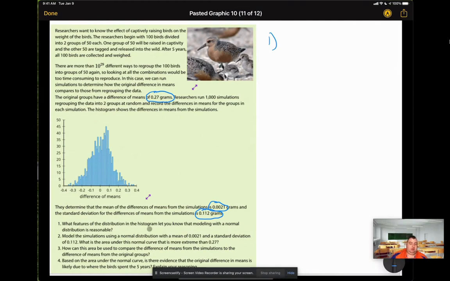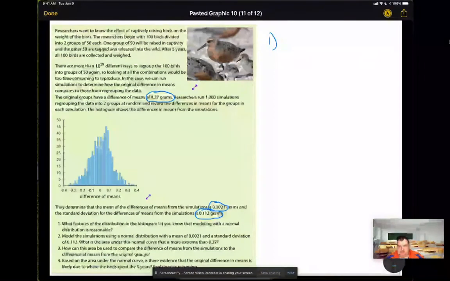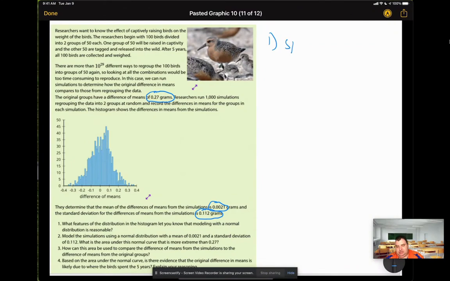What features of the distribution in the histogram let you know that modeling with a normal distribution is reasonable? Well, if I look at here, is it roughly symmetric? Yes. Is it bell-shaped? Roughly bell-shaped? Yes. So it's symmetric. So what features give it away that I can model it with a normal distribution? It's symmetric, it's bell-shaped, and it's unimodal, meaning it has one high point up here.